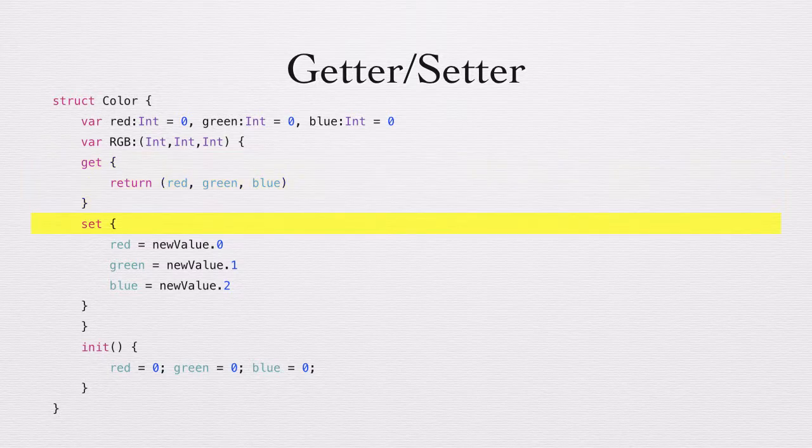Now, let us look at the definition of set method. In its body, we set a local variable red to a new value. The right-hand side of the expression specifies the value as newValue.0. The new value is a tuple that we want to assign to RGB. The variable name for the tuple is newValue. This is implicit. I will show you later how to set an explicit name for the parameters passed to the set function. The newValue.0 specifies the first element of the tuple. This is assigned to the variable red.